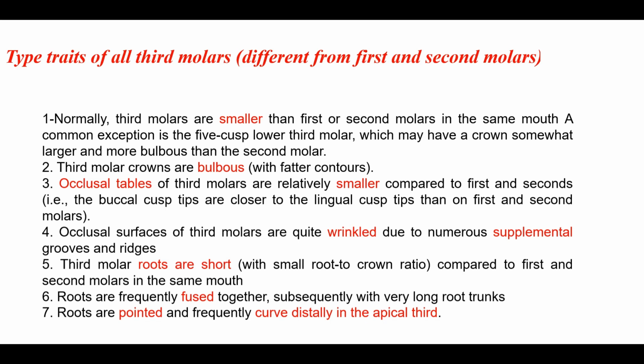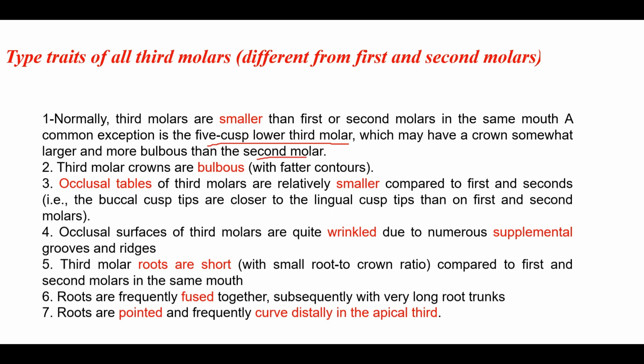To differentiate the first and second molars from the third molar, third molars are usually smaller than the first and second molars. The only exception, which we just discussed, is the 5 cusp lower third molar, which will be slightly larger than the second molar.